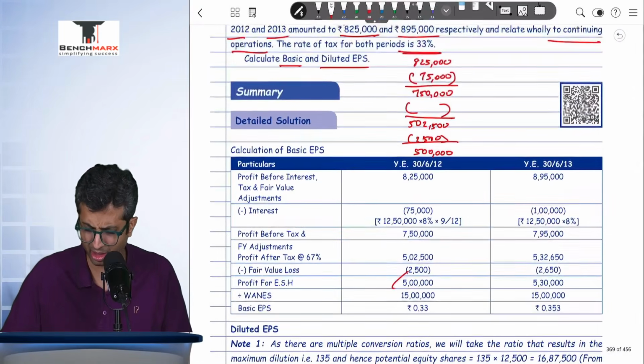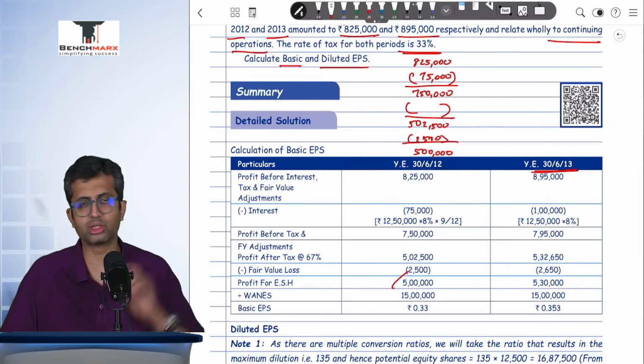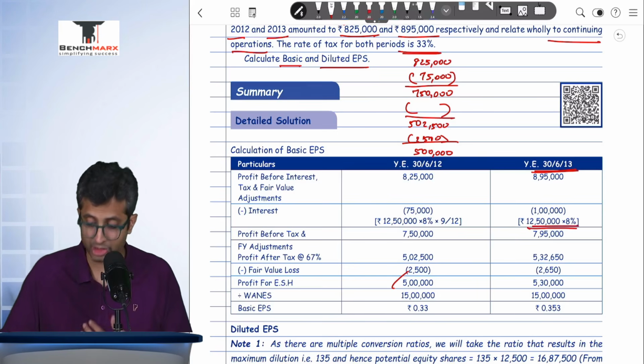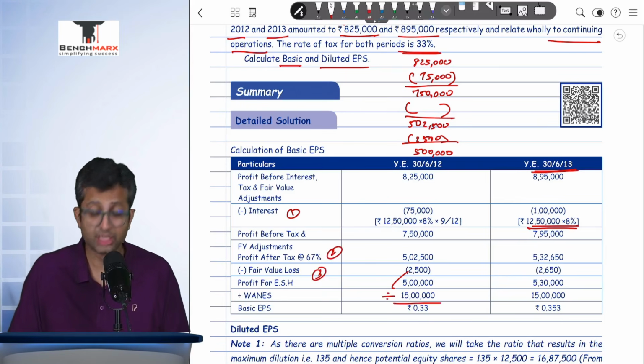On exactly similar lines, you look at the year 2013, just that over here the interest is for the entire 12 months because the loan was outstanding for the entire 12 months. First you will subtract interest, then you will subtract tax, and then you will have fair value loss, and this will give you 5 lakhs divided by 15 lakhs. There is nothing which is converted, and hence 0.33 and 0.353.